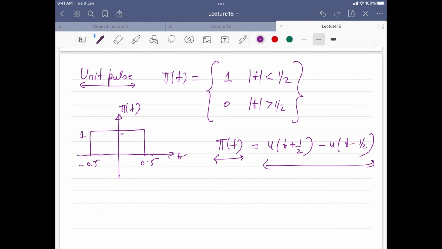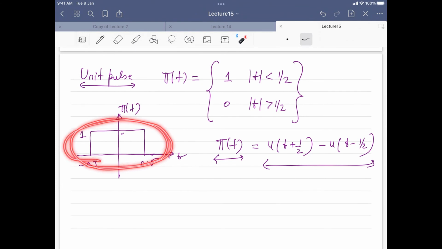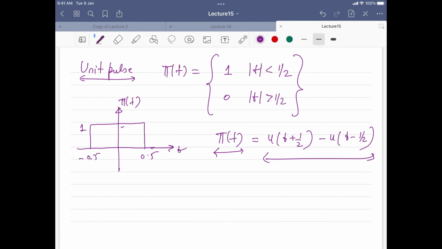You have to prove that you can get this particular signal, pi(t), which is actually a time shifted version of the unit step by half, and you subtract from it the time shifted version u(t minus half). If you subtract these two unit steps, you will get this. So can you do this? Sir, can we use just graphs to prove it? Yes, yes.